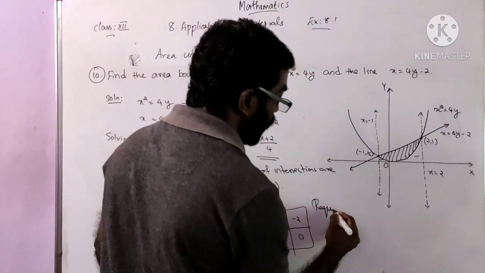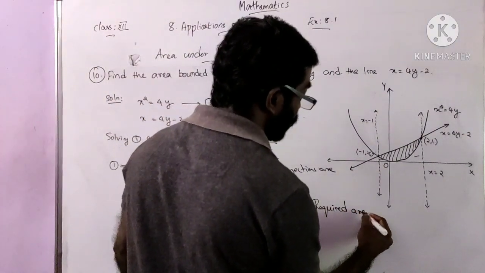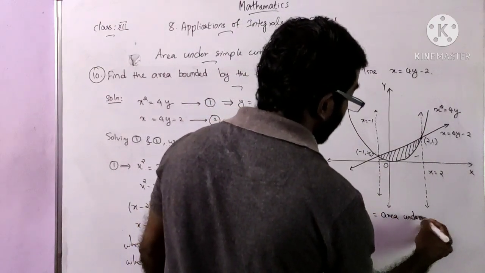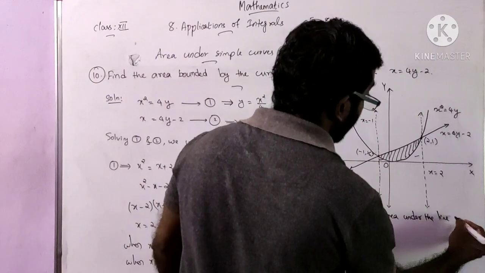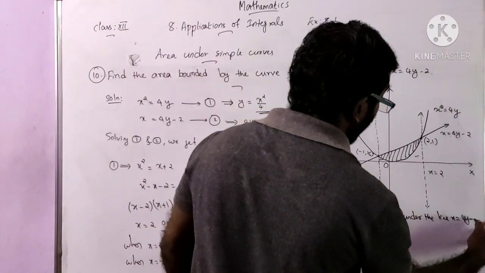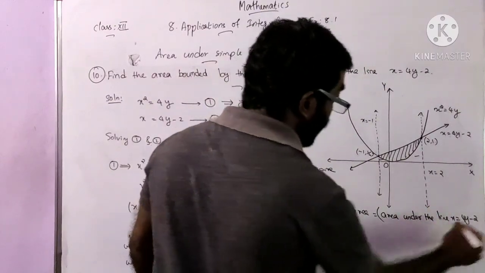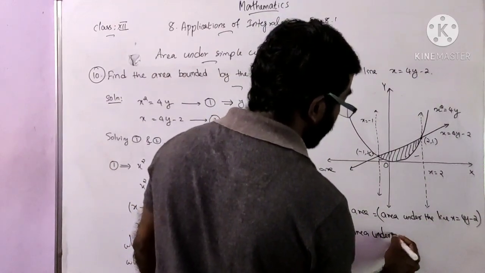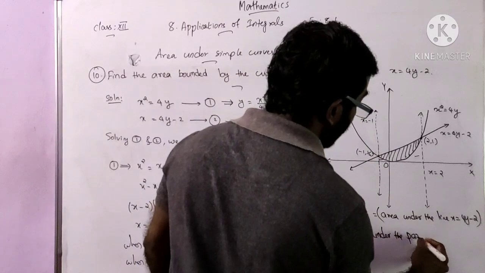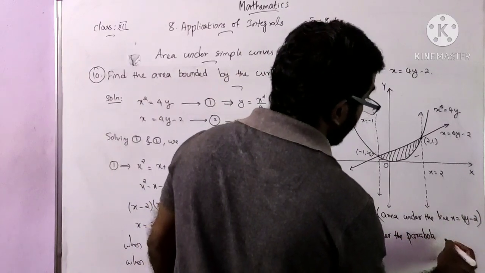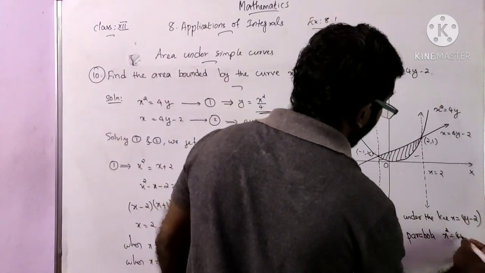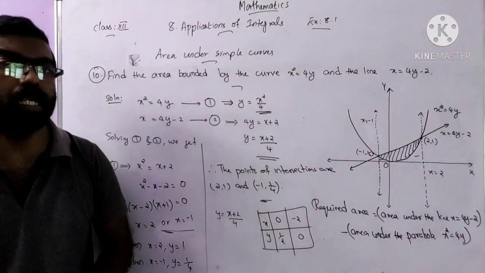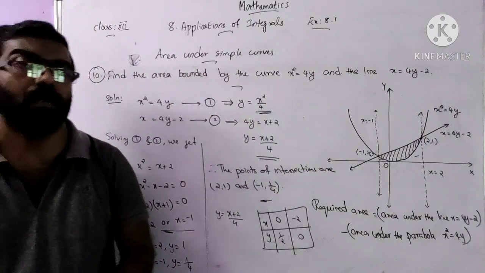So required area is equal to area under the line x equal to 4y minus 2 minus area under the parabola x square equal to 4y. Now we can replace the values and after integrating we will get the required area.